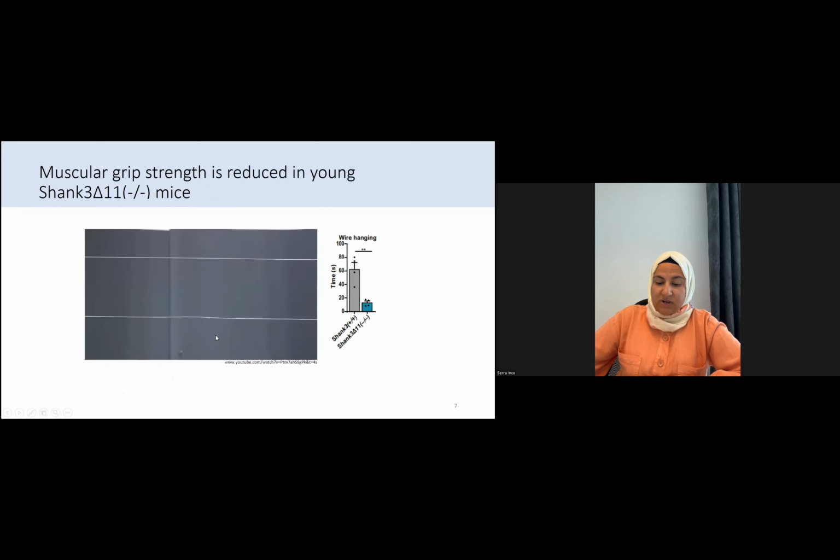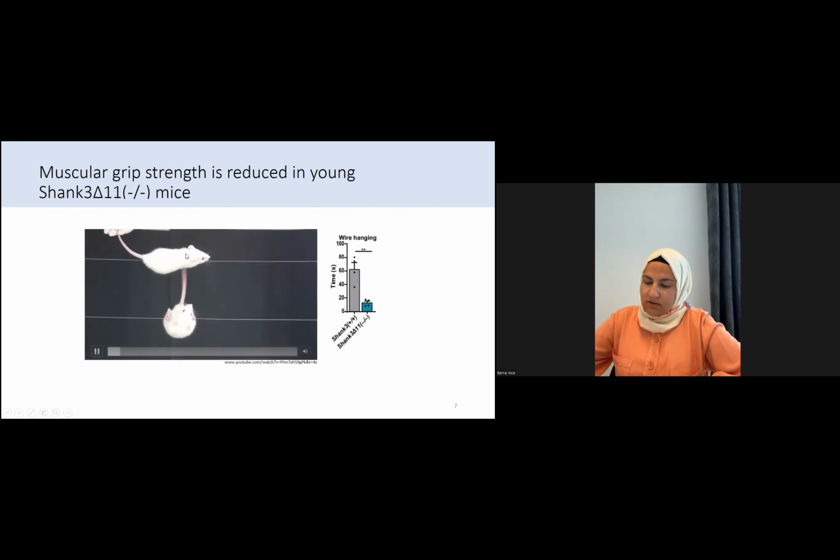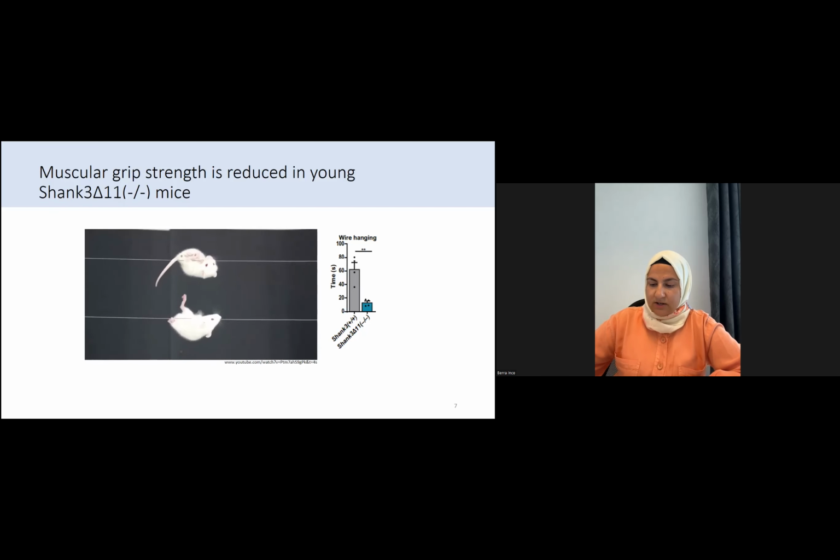First, we measured muscular grip strength with a hanging wire test, and here you can see the knockout, and on the top that's the wild type, and we have seen that the SHANK3 knockout mice have a reduced muscular grip strength in young SHANK3 mice. So they reflect hypotonia in Phelan-McDermid syndrome.